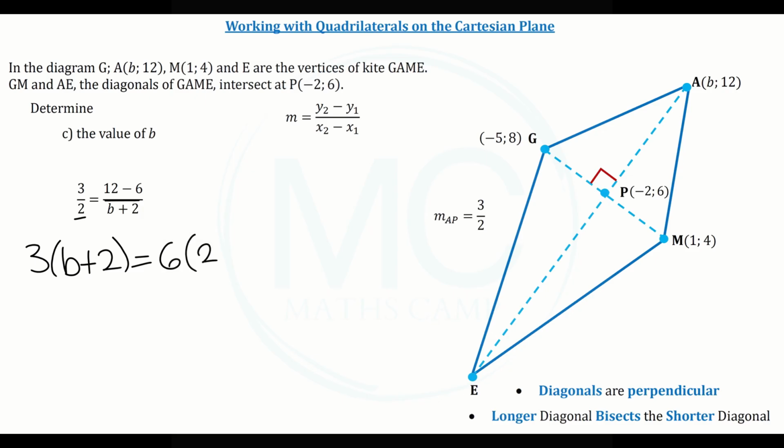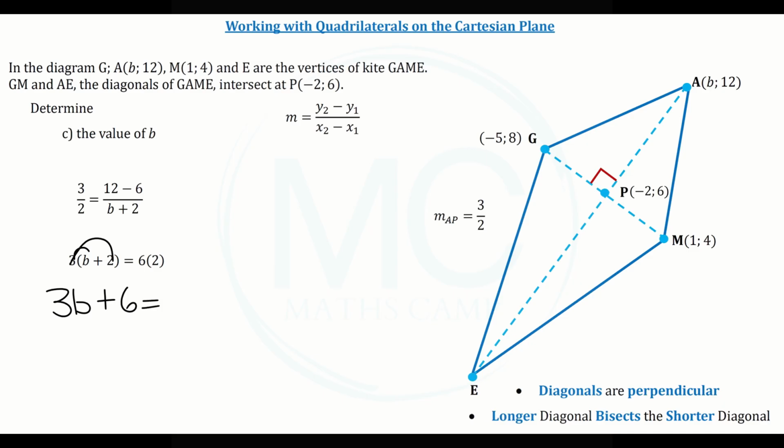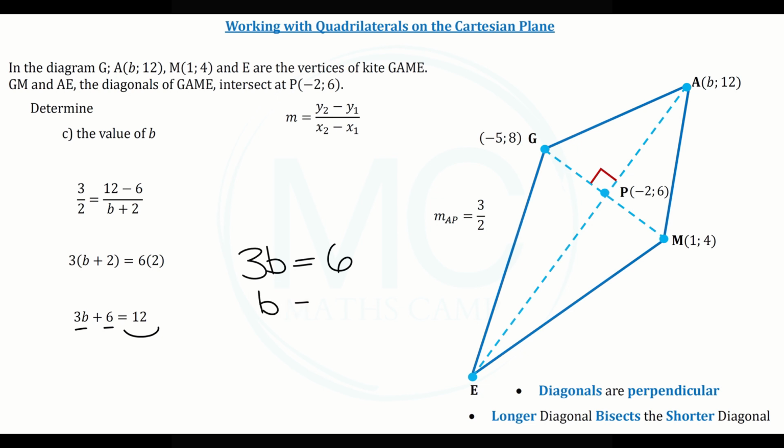Now on the left, 3 multiplied by B gives us 3B. 3 multiplied by 2 gives us 6. Is equal to 6 multiplied by 2, which is 12. Now let's get 3B by itself. So we can say 3B is equal to, let's move the 6 to the right, which means we subtract 6. 12 minus 6 gives us 6. And finally, to get B by itself, we divide both sides by 3. And we see that B is equal to 2. And we have now completed this question.